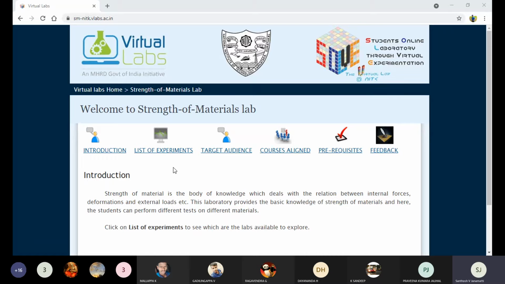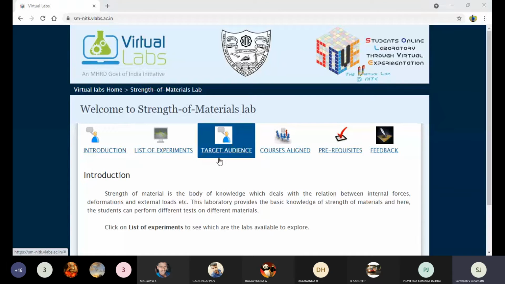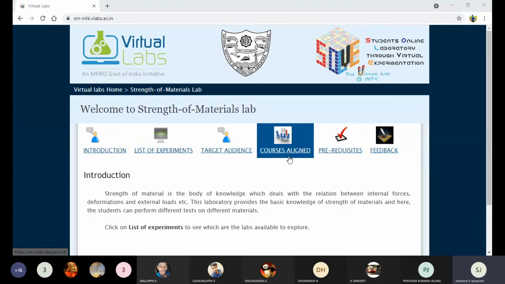No problem, right? It starts with the introduction about the lab. These are the list of experiments. The targeted audience means who can understand, who can discuss, and who can study this lab, and that is written here. The course alignment is none of our business. Prerequisites and feedbacks are also not needed. We do not need all these things.